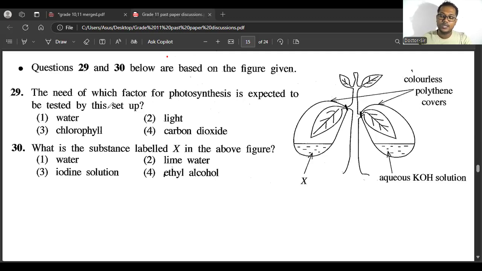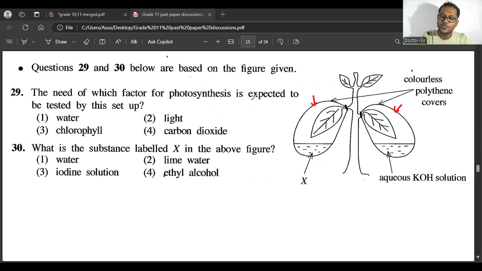So here we covered the leaves with a polythene bag. These two leaves are covered by the polythene bag. Why do we cover with this polythene bag? Yes, we have to control the gas.